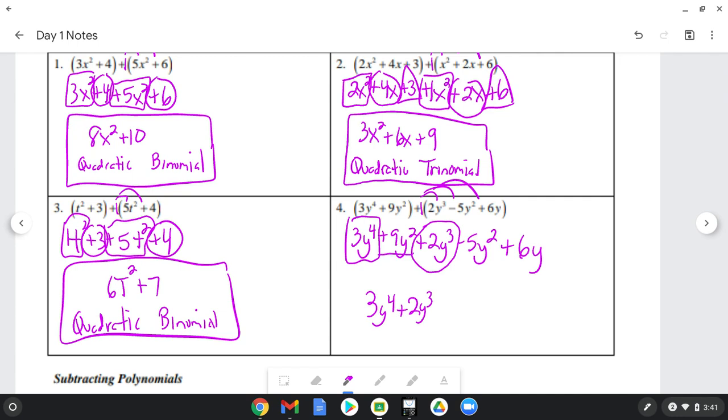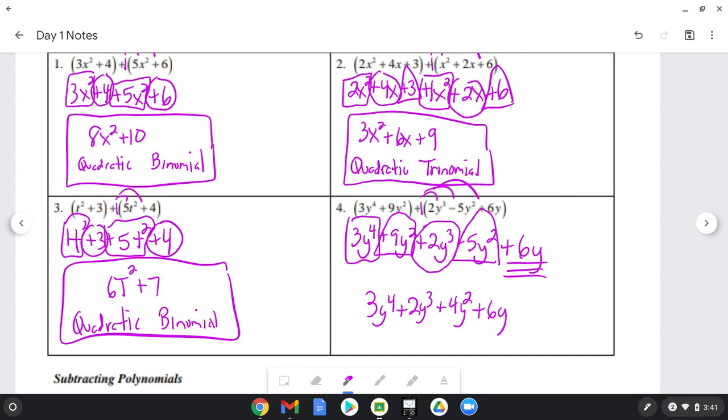I have this 9y squared and this 5 minus 5y squared. So those two I can actually combine. So if I combine those, 9 minus 5 would give me plus 4. And then I just have this plus 6y by itself. There's nothing to combine it to. So now that would be my answer if I combine those.